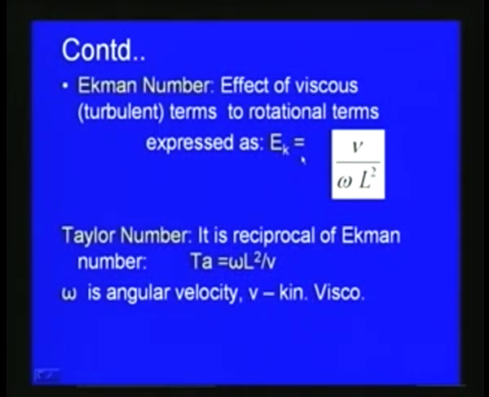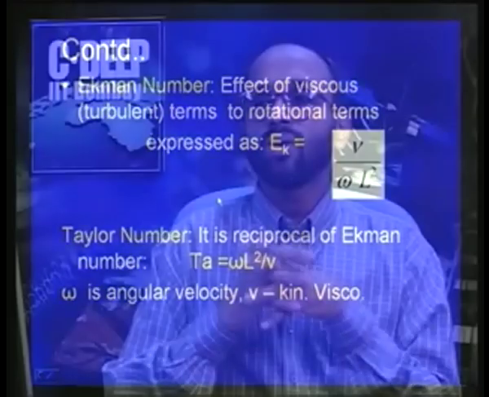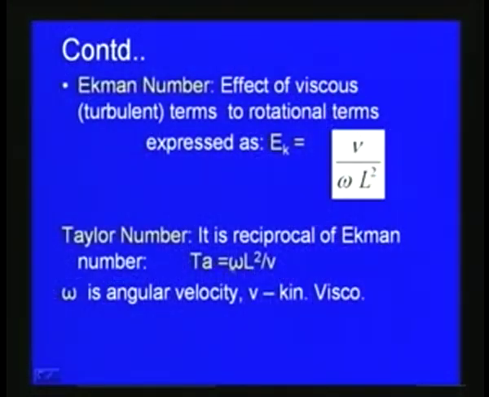And two more important numbers which we generally use in fluid mechanics is an Ekman number. So here again, wherever the rotational effects are considered, Ekman number gives the ratio of viscous terms to rotational terms, and it is defined as Ek is equal to nu by omega L squared, where nu is the kinematic viscosity, omega is the angular velocity, and L is the characteristic length. And wherever rotational flows are considered, the reciprocal of Ekman number is defined as Taylor number. It is Ta is equal to omega L squared by nu. So this is also used wherever we deal with the rotational flows.